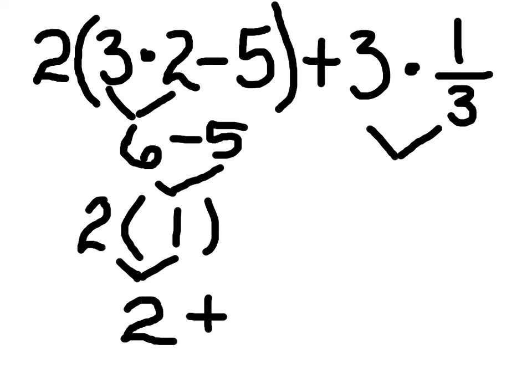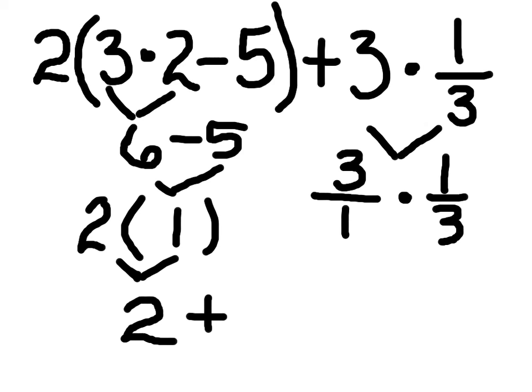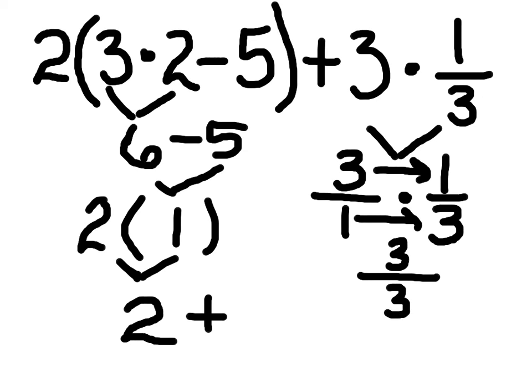Now this is where I'm going to teach you something about fractions, all right? So that 3 is the same as putting 3 over 1, okay? 3 over 1 times 1 over 3. Now we're in the same situation we were last time. We're going to multiply straight across. So what is 3 times 1? 3. And then the denominator position is a 1 times a 3. What's 1 times 3? 3. And what is 3 over 3, or 3 divided by 3?